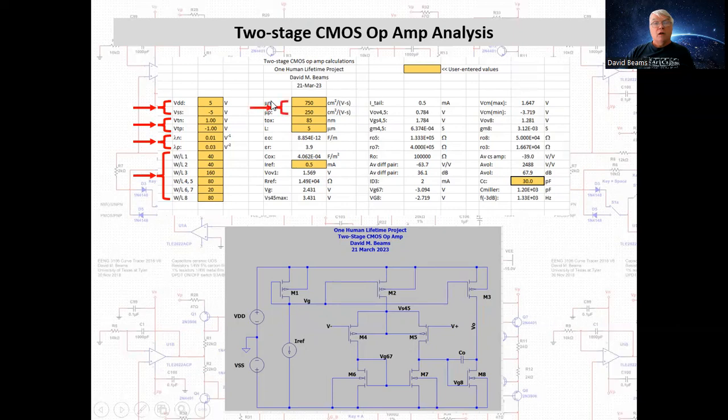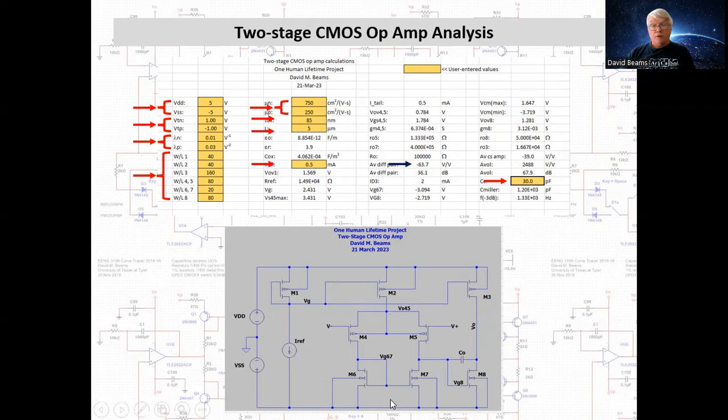We have electron and hole mobilities. We have oxide thickness and channel length. And we have the reference current that sets the operating point of the bias circuits. And the last thing that you enter is this compensation capacitor, which is used for dominant pole compensation of the op amp.